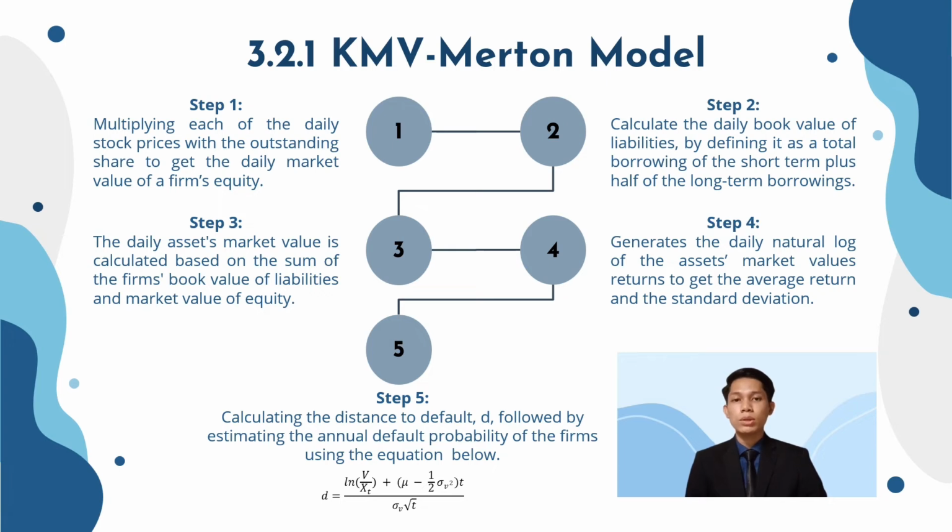The fourth step will be to generate the daily natural log of the assets market value returns to get the average return and the standard deviation. The last step is calculating the distance to default, D, followed by estimating the annual default probability of firms using the equation below.